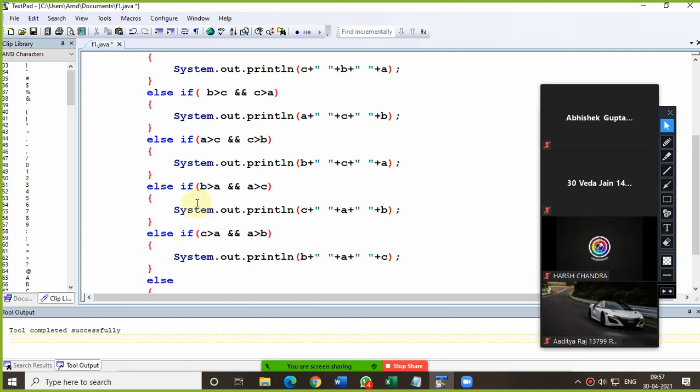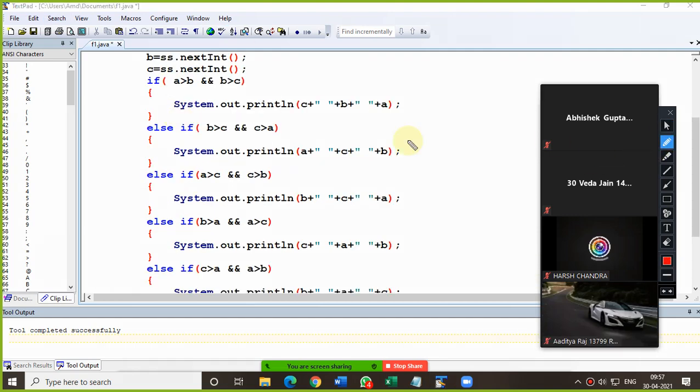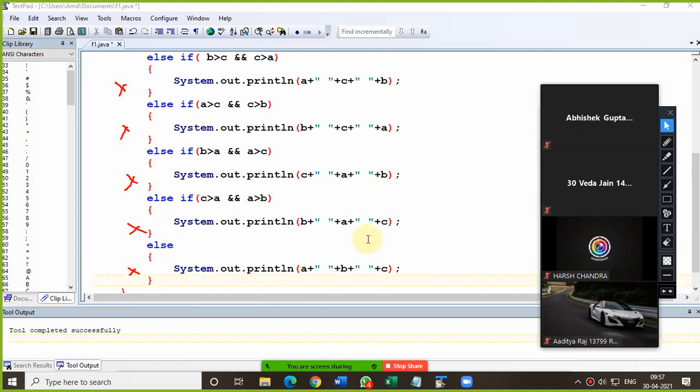Automatically, if all the 5 conditions are false, see, if this one is false, this one is false, this one is false, this one is false, this one is false, then automatically the else will execute. That means without checking the condition. So now let me execute this question.